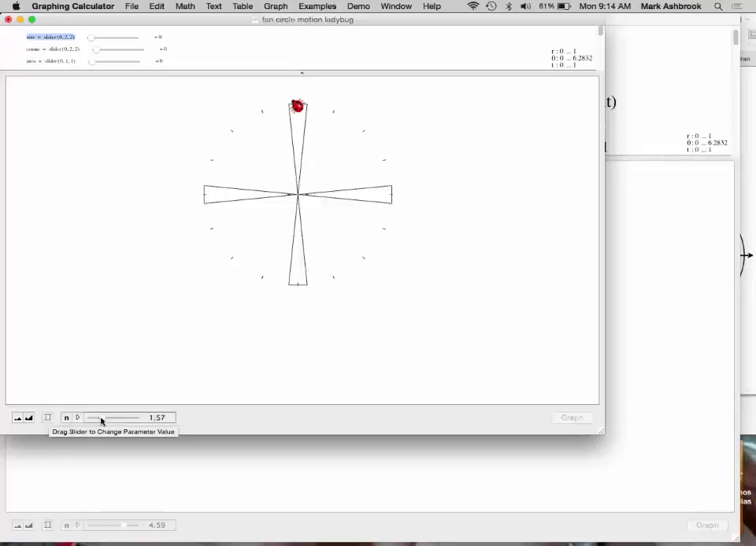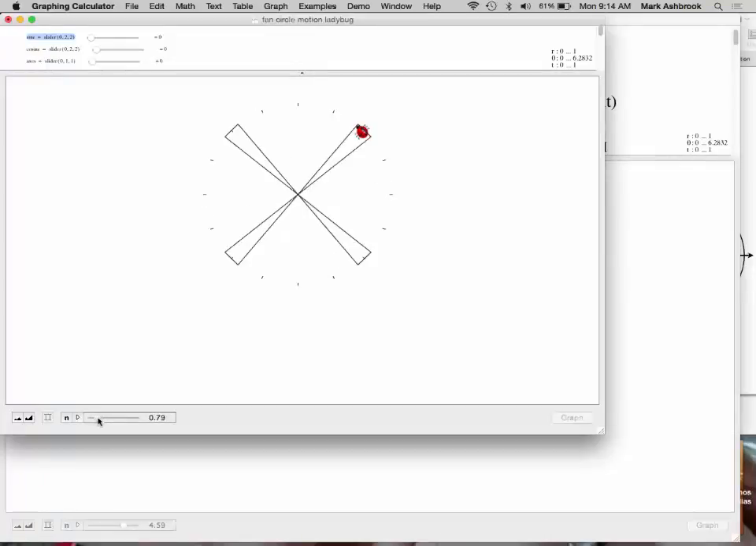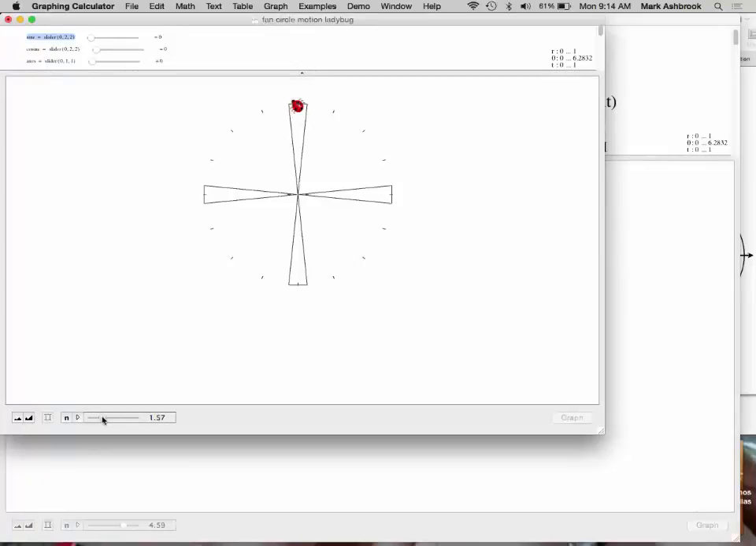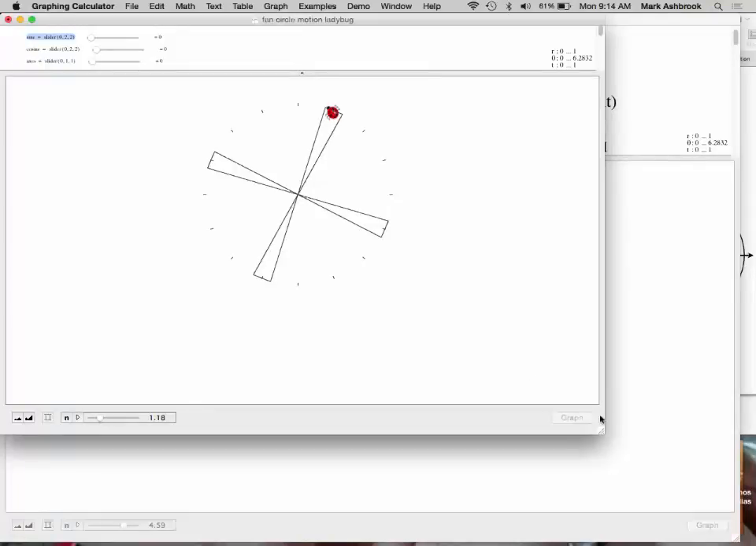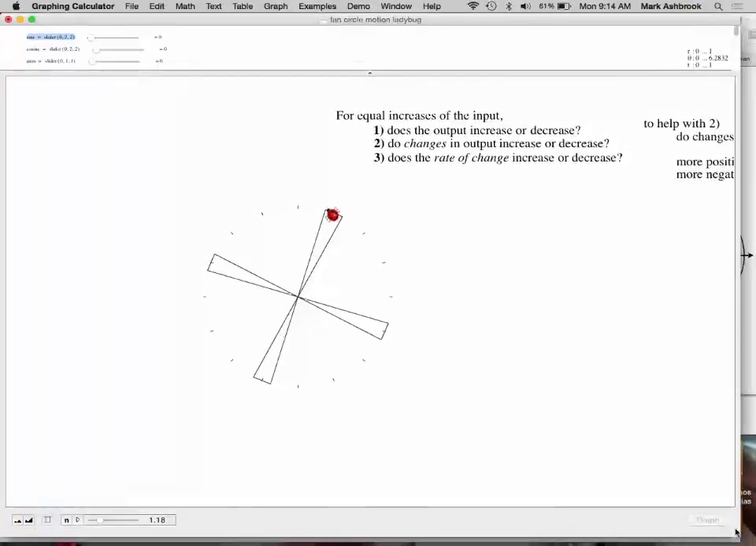What we're going to do now is look at four equal changes. Remember we did this with the bottle problems and the walk problem, and we talked about for equal changes in input, we looked at our way of seeing how the output varied. First we asked what does the output do? So if we're looking at the vertical distance above the horizontal diameter, we just say, is it increasing or decreasing? And then we ask, how does each change compare to the previous change? Remember all that stuff? So that's what we're going to do.